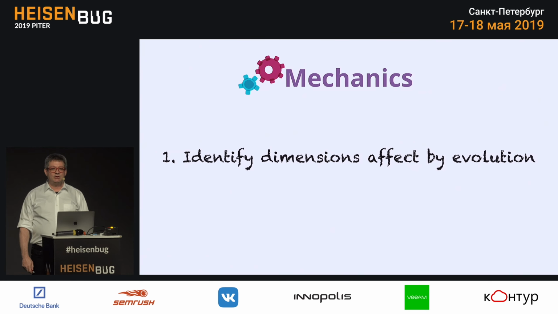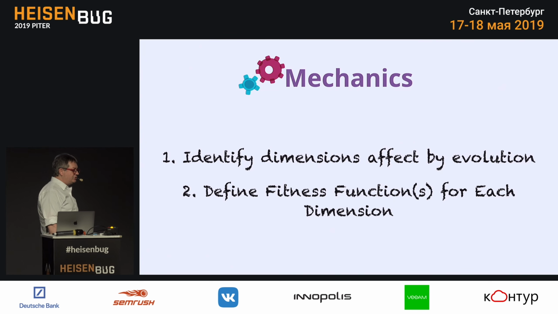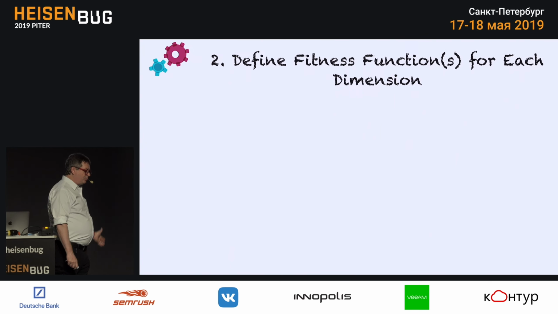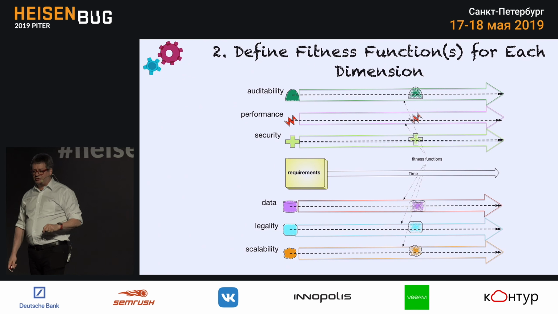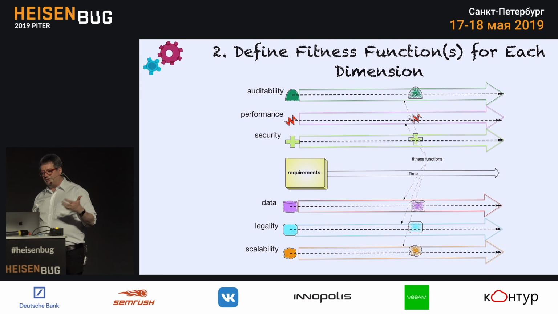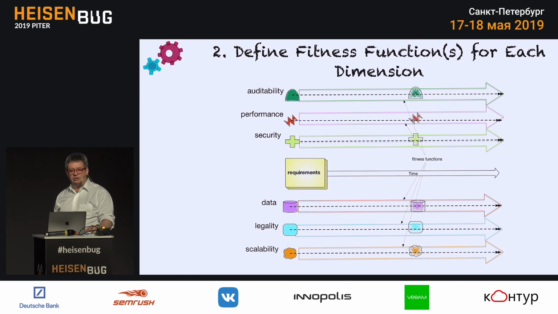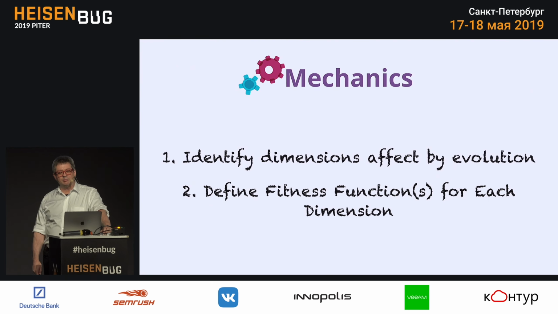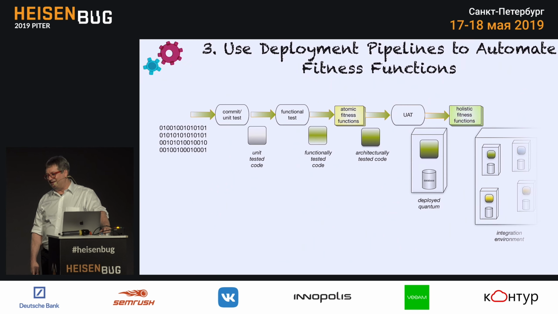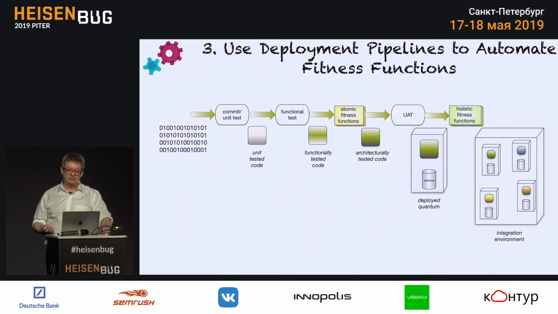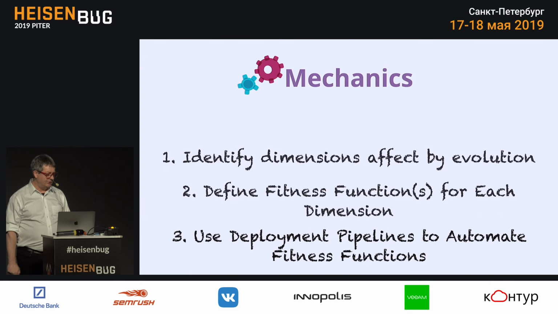Once I've identified those things, then you define fitness functions for each dimension. This is your protection, the mechanics of protection for each of these architectural characteristics over time. Creating objective definitions for them lets you test them continually. And then finally, use deployment pipelines or continuous fitness functions to automate the application of these things. Deployment pipelines and continuous integration make a great place to apply these fitness functions.